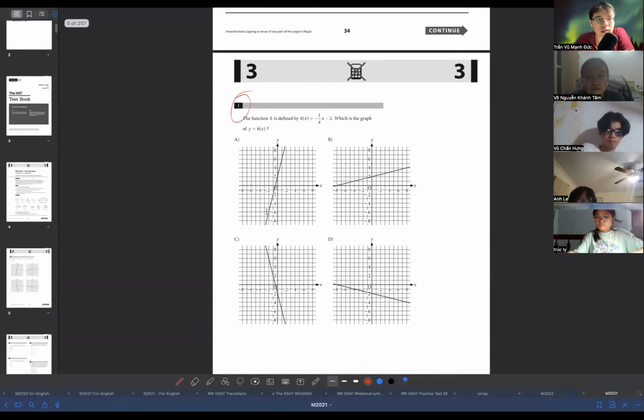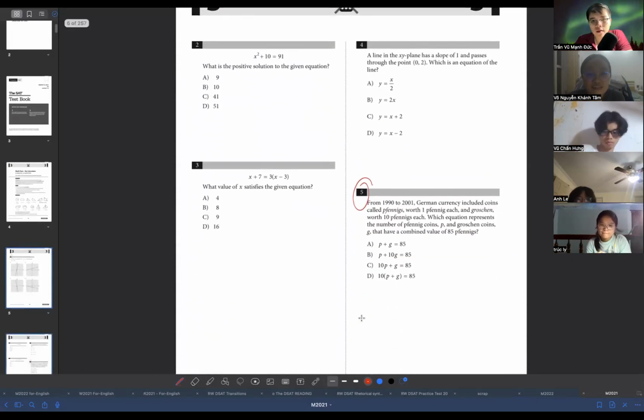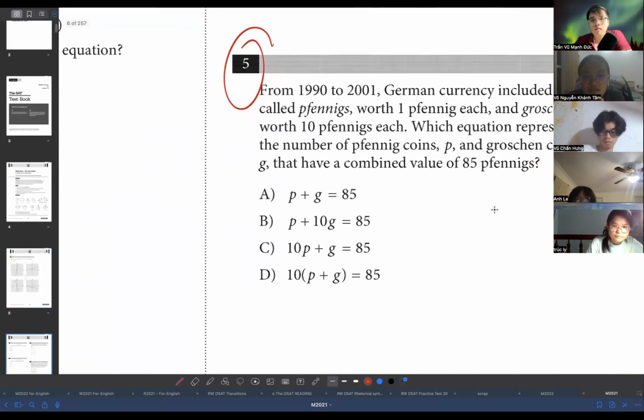Okay, you do the next two. One is Thumb. Oh, wait. One is 1D. Exactly, D. And 5. How about 5? 5.